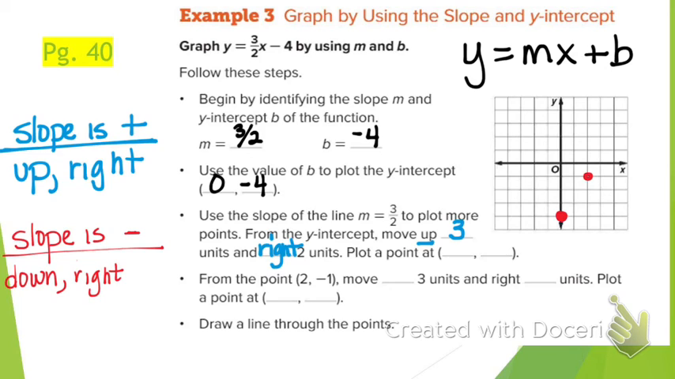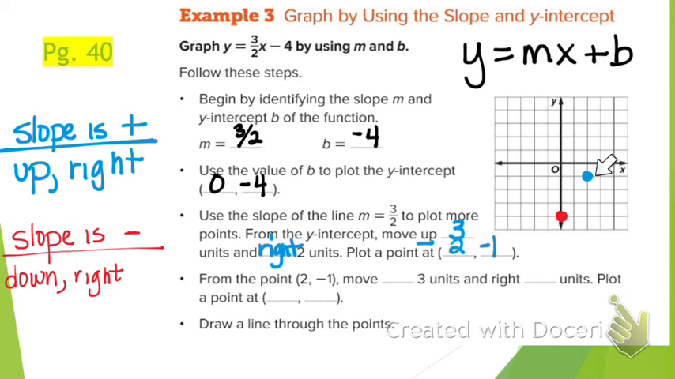Now, what is that point? That blue dot. Where is that? That's positive 2, negative 1. So let's go ahead and put that point there. That's my second point. The first point we plotted was the y-intercept at 0, negative 4. And then we used our slope to get to the next point.